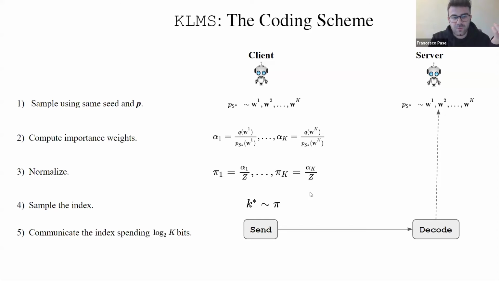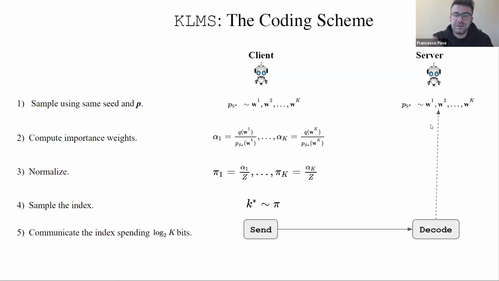We normalize those weights, and then we can take a sample from the new distribution pi, which is basically a distribution over the indices of this sequence. And then you obtain this K star, and the client will just send the index K star to the server. Of course, we only spend log2 of K bits because we have K possible samples. So with log K bits, we can represent a sample within this sequence.